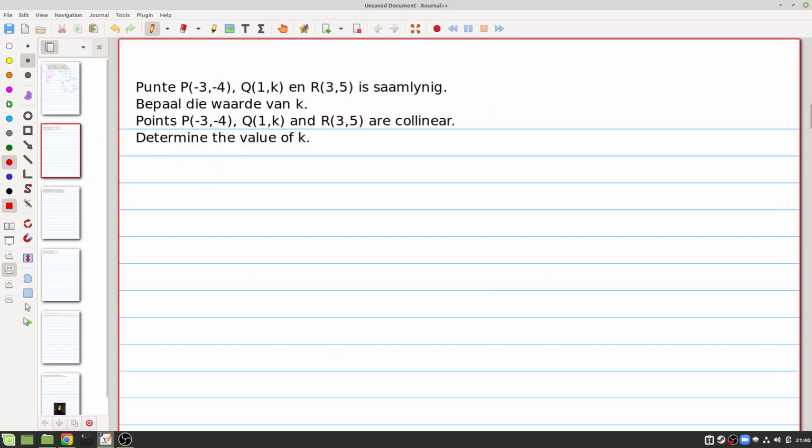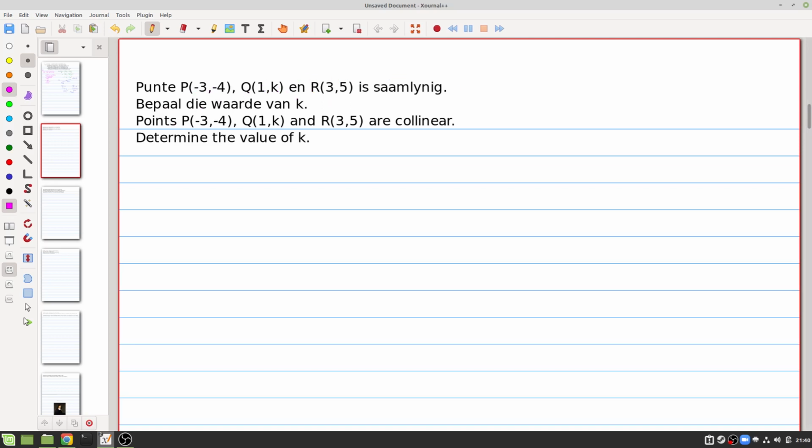Goed, vraag 2. Punte P, Q en R is saamlynig, bepaal die waarde van K. Ok, saamlynig beteken die gradiënt van PQ en QR en PR, die gradiënt van al die kombinasies van hierdie goed is dieselfde, die helling, gradiënt. Dit is wat saamlynig beteken.